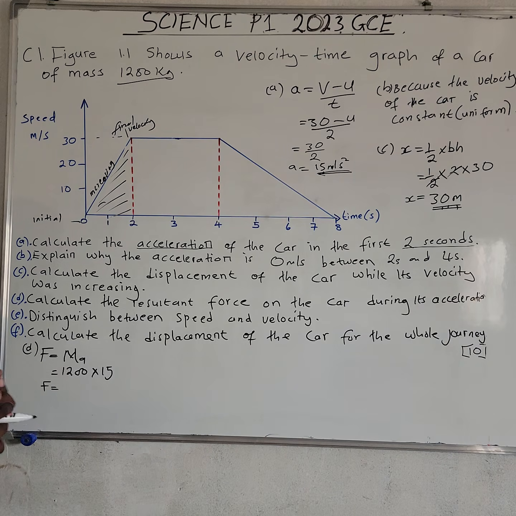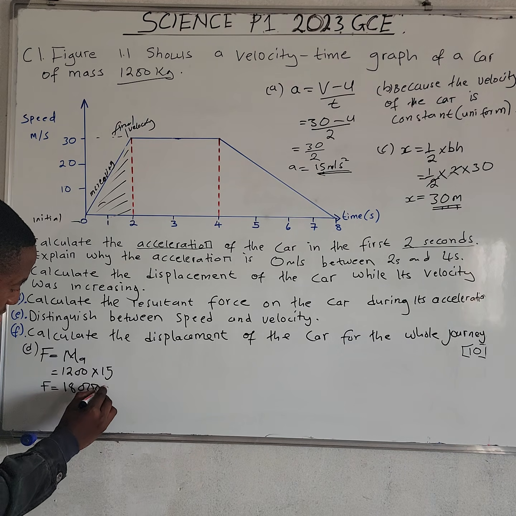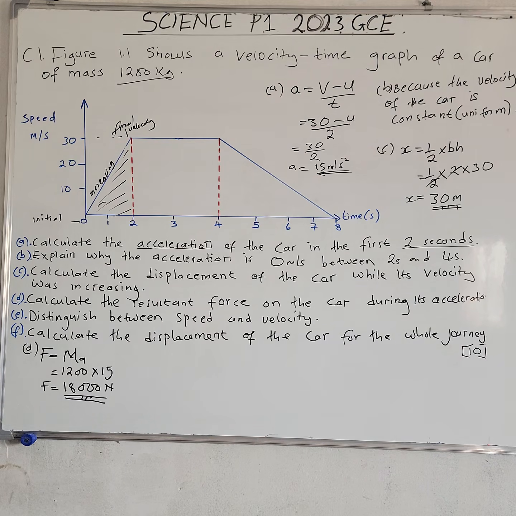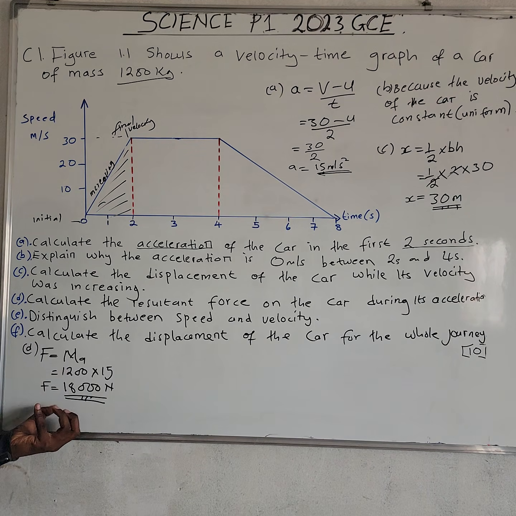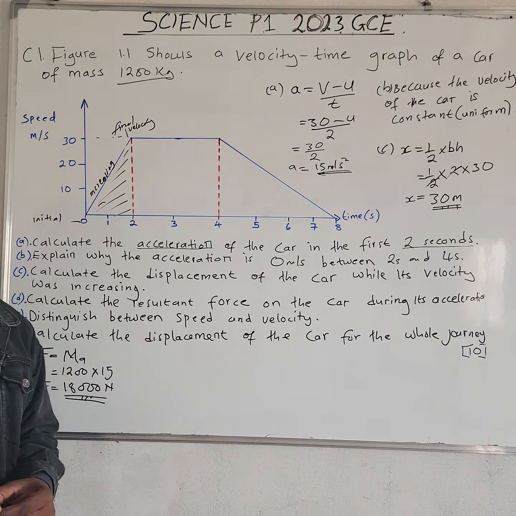So what is our force? Let me just get a calculator. Our force is 18,000 newtons. That is the force they wanted us to calculate. So this is the resultant force of the car during its acceleration.